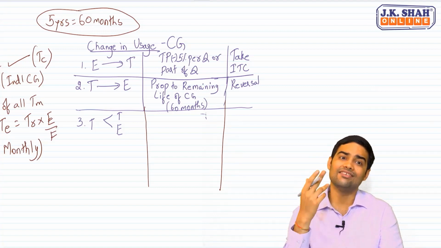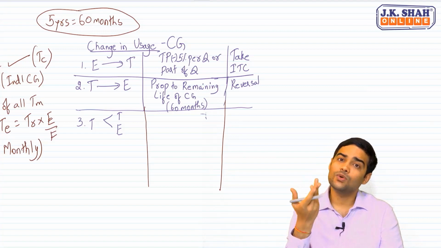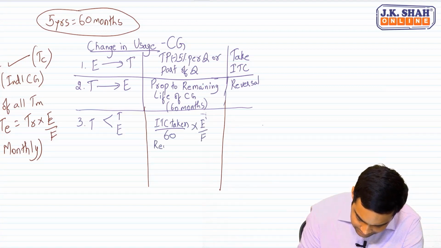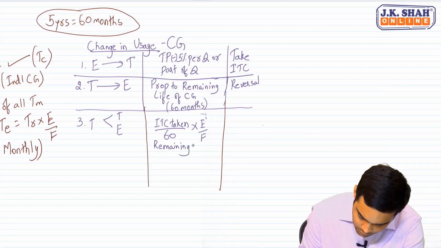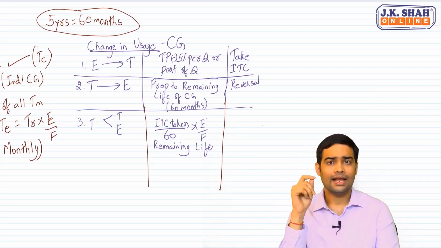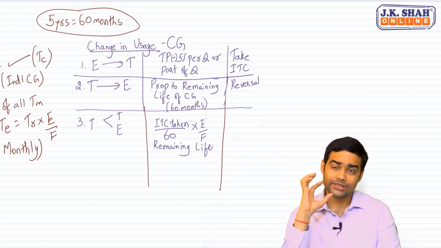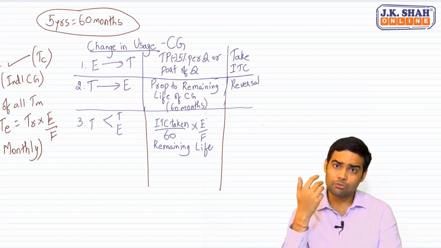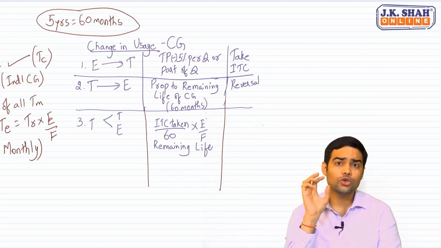Now, sir, we will start reversal. How will you start reversal? You will directly start reversal. Whatever ITC you had taken, ITC taken divided by 60 into E by F. And this you will do for the remaining life. I'll give you an example. For 6 months, you had used it for taxable supply only. Now it is being used for taxable and exempt supply. Now when it is being used for both, what would you do?